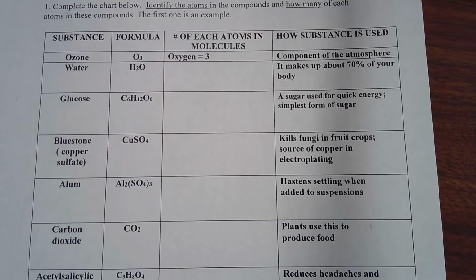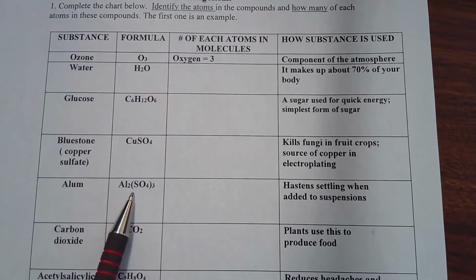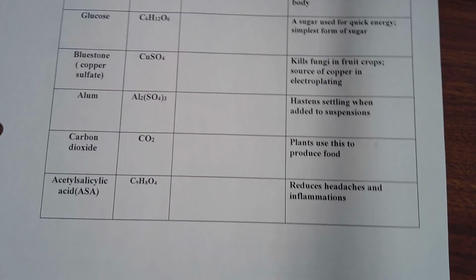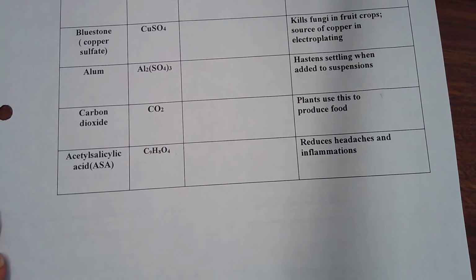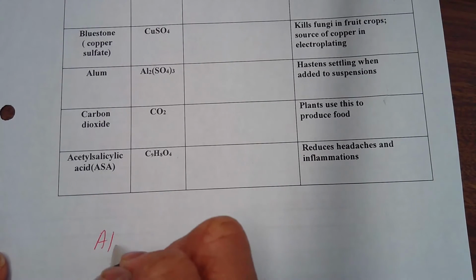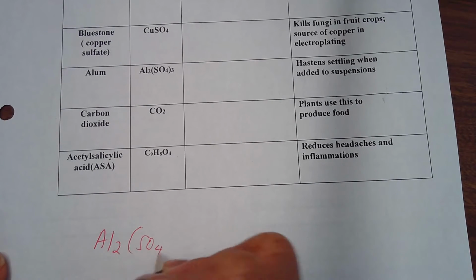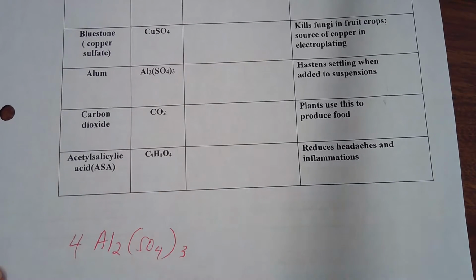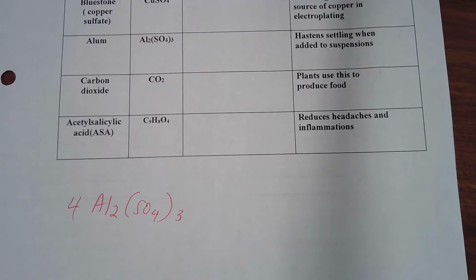Okay, so can we look at one of the hardest ones? I think we did alum last time. If you get how we did alum here, then you're okay. So I'm gonna do one more example before we get to the back there. I'm gonna just put alum, Al2(SO4)3, and I'm going to put 4 in front of that. Again, review from last week.